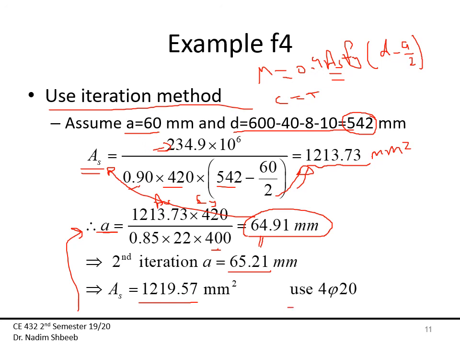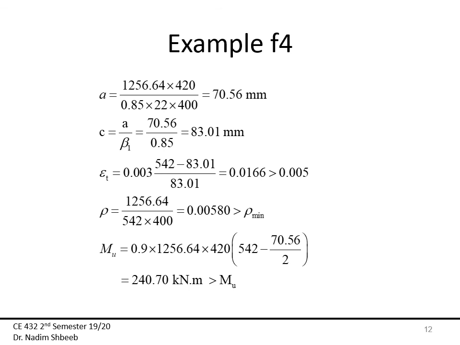Going back to that table, I'm going to use now 4 phi 20, so it's the same conclusion. So if you don't like to use the direct equation for rho, use the method of iteration. Both of them work and both of them are fine. So to conclude my solution, I'm going to now check the solution for myself.